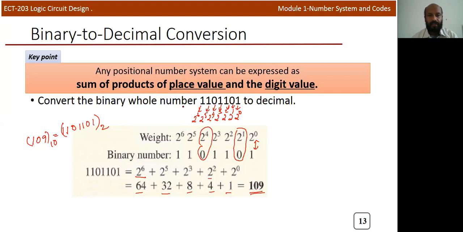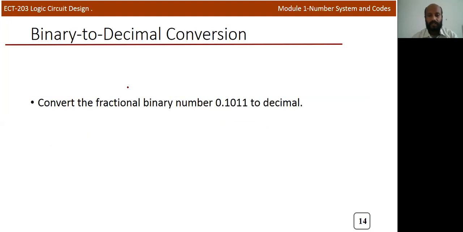In the case of decimal numbers, the weights are 10 raised to 0, 10 raised to 1, etc. In place of 10 raised to 0, we write 2 raised to 0, 2 raised to 1, etc., and multiply and add. This is the sum of products of place value and digit value. You can calculate the value. This is a whole number.